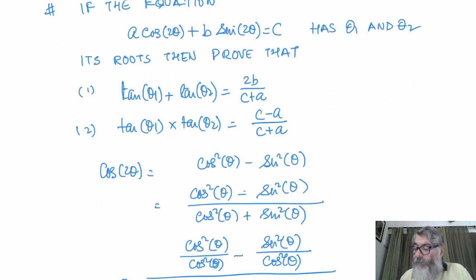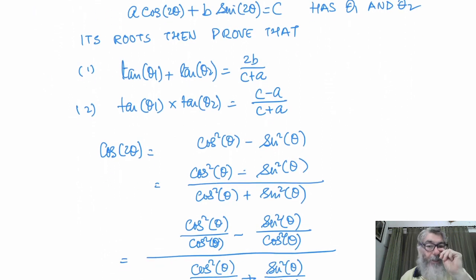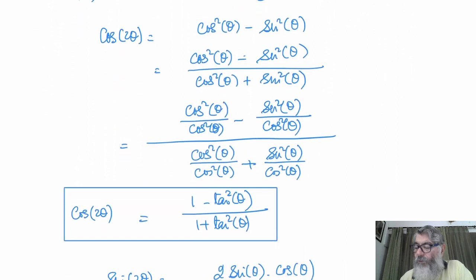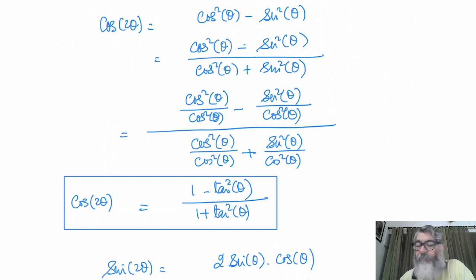Then I divided the numerator as well as denominator by cos square theta to convert them into tan square theta, because cos square theta will divide and give us 1, but sin square theta divided by cos square theta will give us tan square theta. So I got the expression cos 2 theta is equal to 1 minus tan square theta upon 1 plus tan square theta. You can directly express cos 2 theta by this formula also instead of deriving.